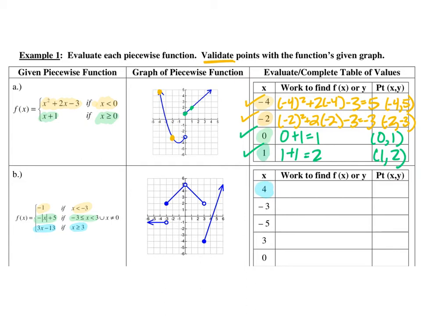Now, negative 3. Is negative 3 less than negative 3? No. So it's not going to go in the yellow. Is negative 3 between negative 3 and 3? Yes, because it says greater than or equal to negative 3. So this one's going to go in the green function. Now let's look at negative 5. Is negative 5 less than negative 3? Yes. So that goes in the top function. Now let's look at 3. Is 3 less than negative 3? No. Is 3 between negative 3 and 3? No. Is 3 greater than or equal to 3? Yes. So it's going to go into this function.